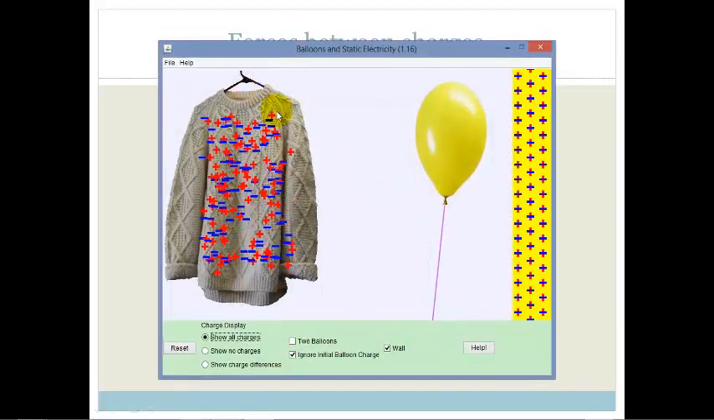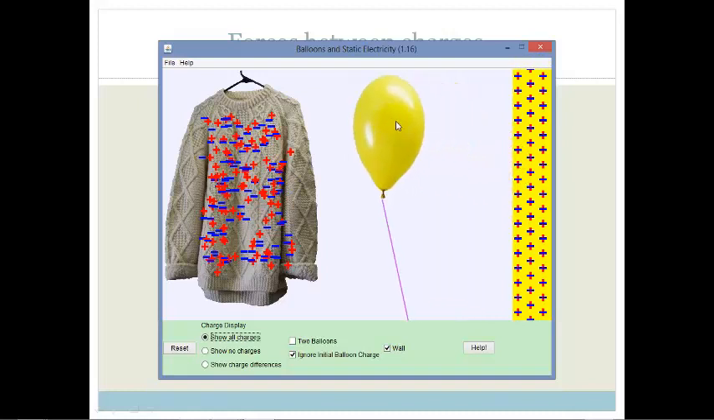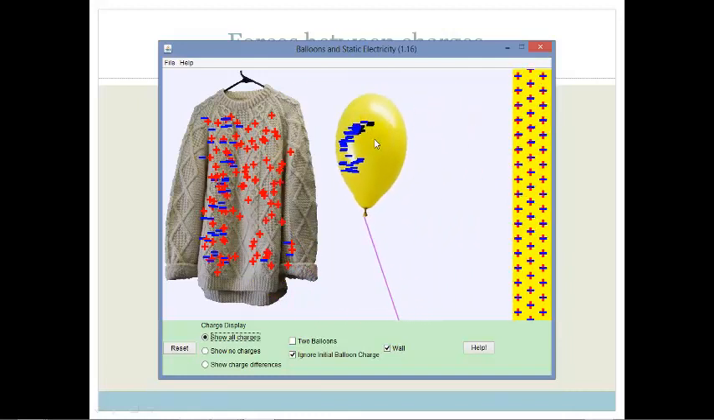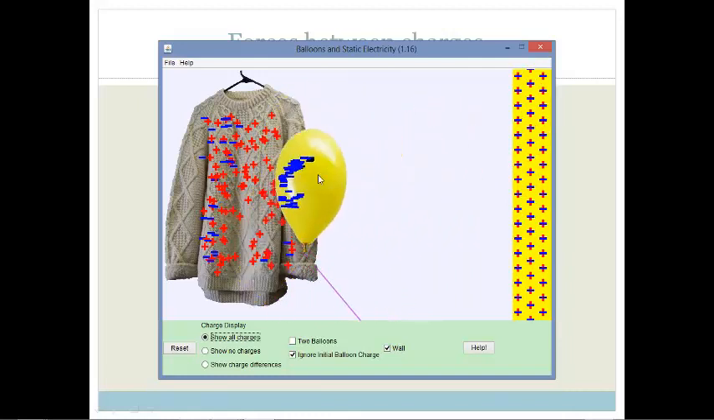Okay, so again, we've got a nice neutral jersey, lots of positive and negatives. And if you look over here, you can see your wall is also neutral, lots of positive and negatives. So we know that if we take our balloon and we rub it against it over here, we can have a nice negative charge happening over here.